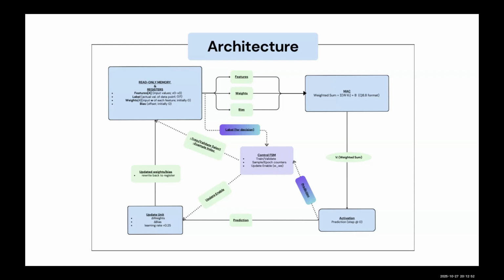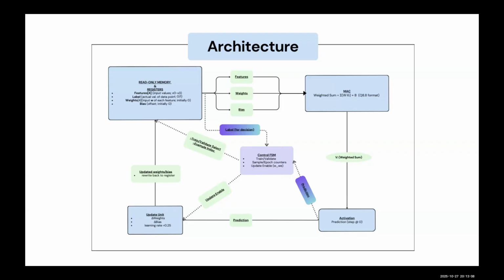And then now we can compare the prediction with the label. If they are different, the update block changes the weights and bias just a little. Those updated values are written back to the registers here on the top left again. And in the middle is our control FSM.